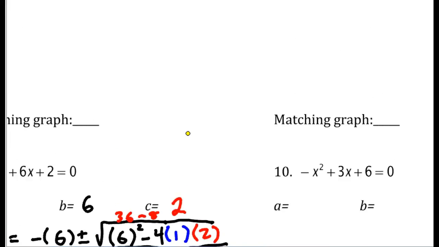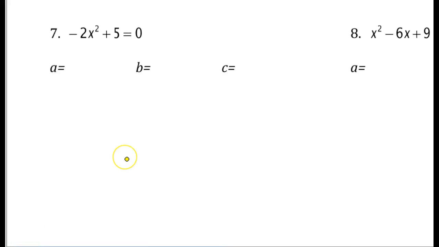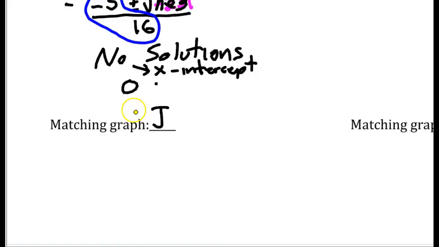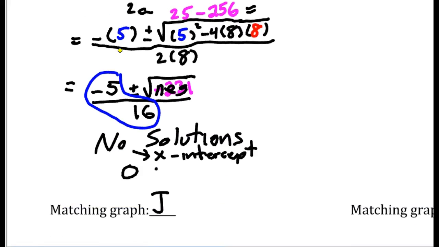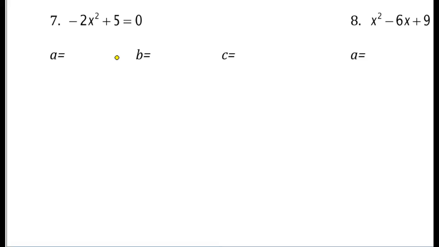Okay, one last thing. I'm not going to solve any more, but I just want to make sure you know how to set these up. Remember what I said about A, B, and C. A is always in front of the x squared, B is always in front of the x, and C is always the number by itself. So look at number 8. Oh, no, sorry, look at number 7. What is A, what is B, and what is C on number 7?